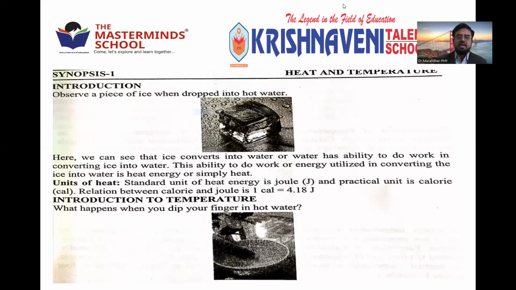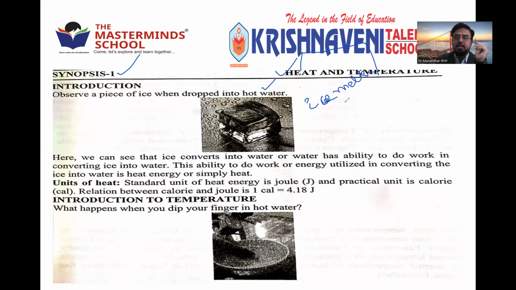Now you can see clearly. The first synopsis, 1, is about heat and temperature. Very important terms. They are interrelated terms. So observe a piece of ice when dropped into hot water. When ice is dropped into hot water, what happens? Ice melts. Correct or not? When ice is dropped into hot water, ice melts and becomes water again.